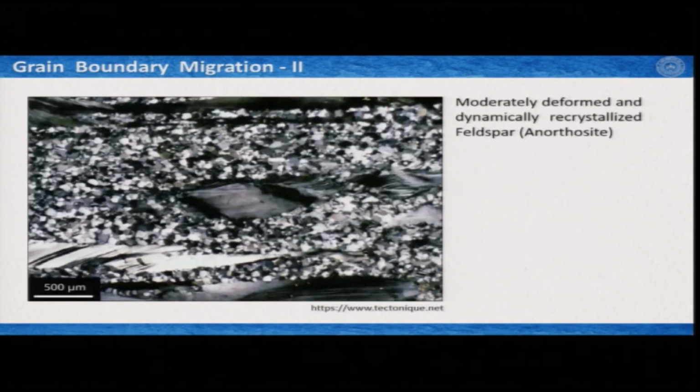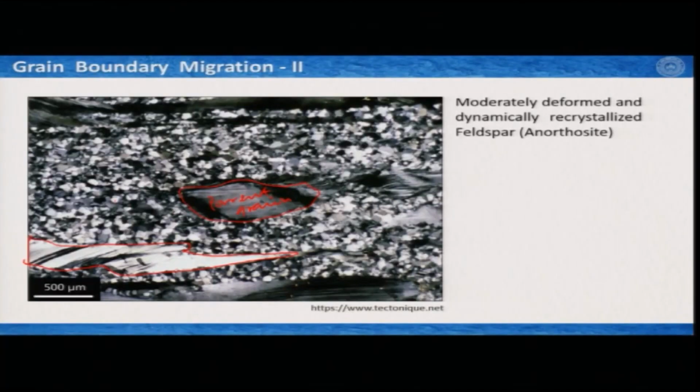So, here there is an example. You can see this is a feldspar grain, these are again the parent grain, this large grain. This entire rock is some sort of anorthosite, this is again a large grain, but the entire groundmass is characterized by a number of small dynamically recrystallized crystals, and if you look at their grain boundaries, they are highly serrated, mobile, and that must have happened at high temperature.